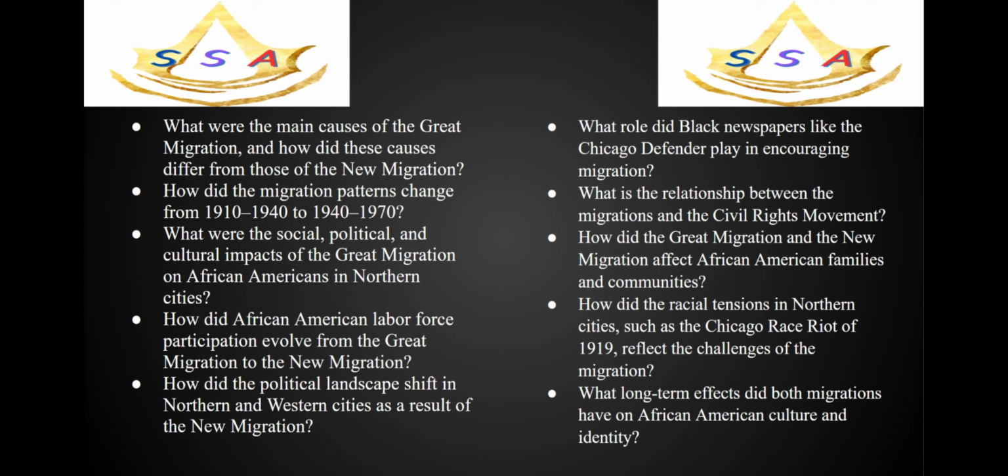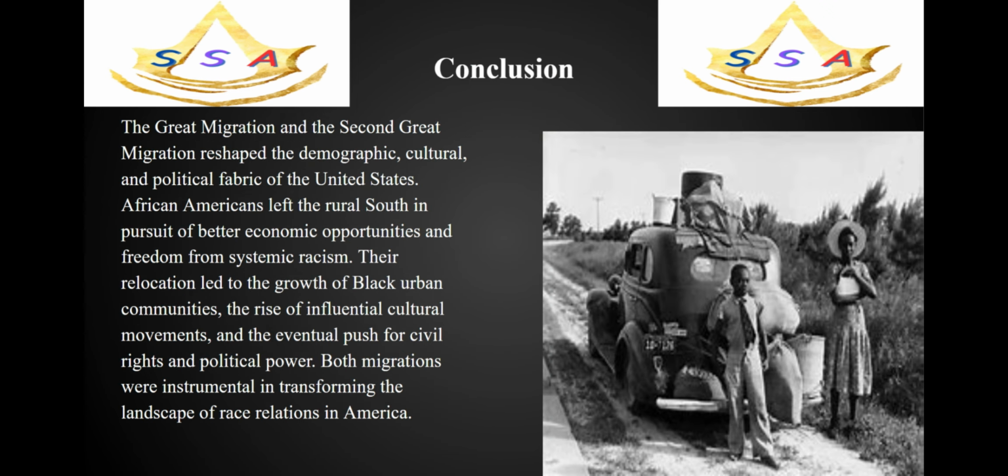And how did the Great Migration and the New Migration affect African American families and communities? And how did the racial tensions in northern cities, such as the Chicago race riot of 1919, reflect the challenges of the migration? And then, what long-term effects did both migrations have on African American culture and identity? So, the Great Migration and the Second Great Migration.